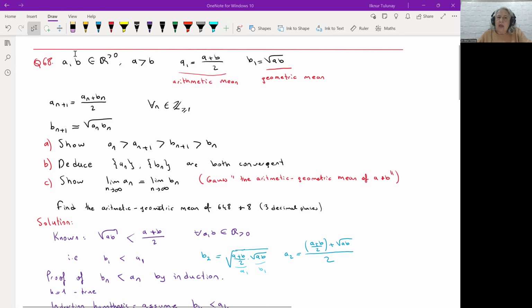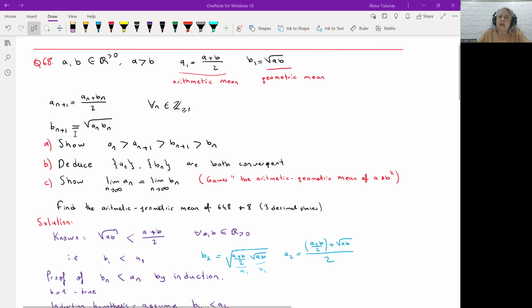Now, we have two positive real numbers such that a is bigger than b. The arithmetic mean is defined as (a plus b) over 2, and the geometric mean is defined as the square root of a times b.